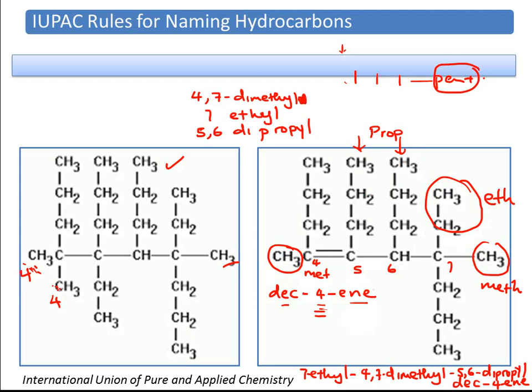I'm going to end this video here because we've done all the rules. The next part now, we're going to do a skill practice activity naming alkanes and alkenes before we move on to cycloalkanes and cycloalkenes. I shall see you when you watch the next video.